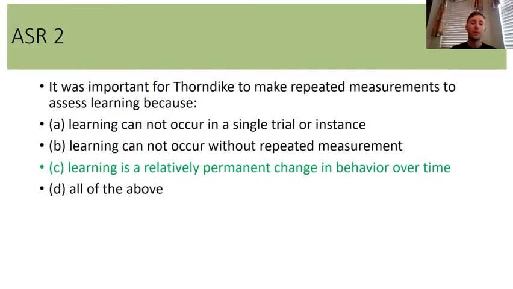So because the change occurs over time, in order to assess or detect learning, you have to repeatedly measure an aspect of the behavior over time. Now, if you chose A, learning cannot occur in a single trial or instance, that's incorrect. Learning can occur in a single trial. And if you chose learning cannot occur without repeated measurement, well, the repeated measurement isn't involved in learning. So measuring the behavior doesn't influence learning, doesn't affect learning. Learning is attributable to environmental variables, so attributable to experience, right? So we use repeated measurement to assess learning, not to produce learning. That's why B is out.